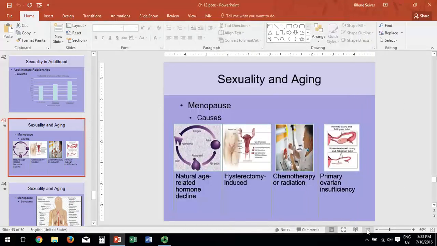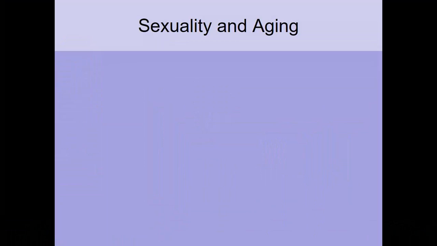All right, so let's talk about sex and aging. I kind of just hopped across a lot of things that might be going on in younger adulthood, like pregnancy and stuff, because we covered that in another chapter. So we'll leap forward to menopause.